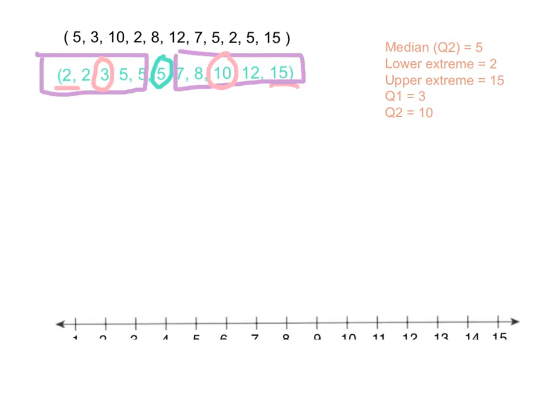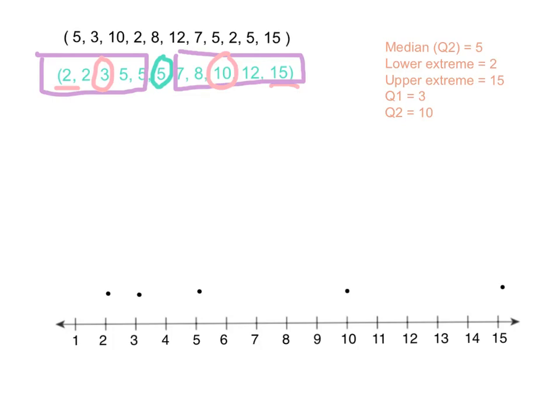Now we just need to put these values on a number line. So we have our median, which is 5. We have lower extreme, which is 2, upper extreme, which is 15, Q1, which is 3, and Q3, which is 10.